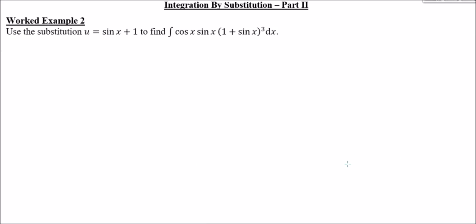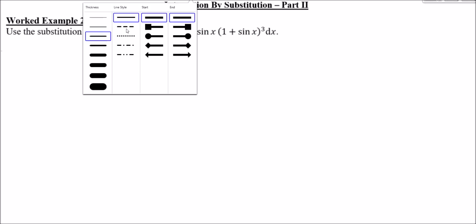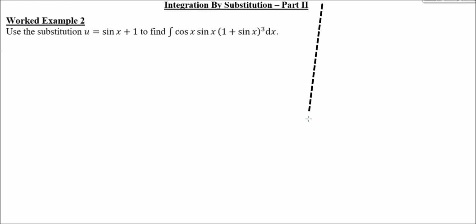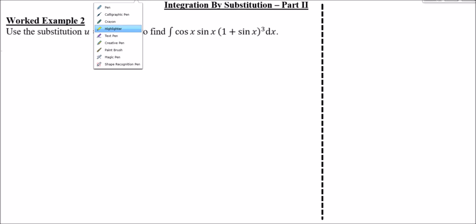This time, use the substitution u equals sine x plus 1 to find the integral of cos x sine x multiplied by 1 plus sine x all to the power 3 dx. So let's just set out our working down the side. Okay, so what we're told here is we're going for u being sine x plus 1. Or 1 plus sine x, doesn't really matter. Same thing, different order.